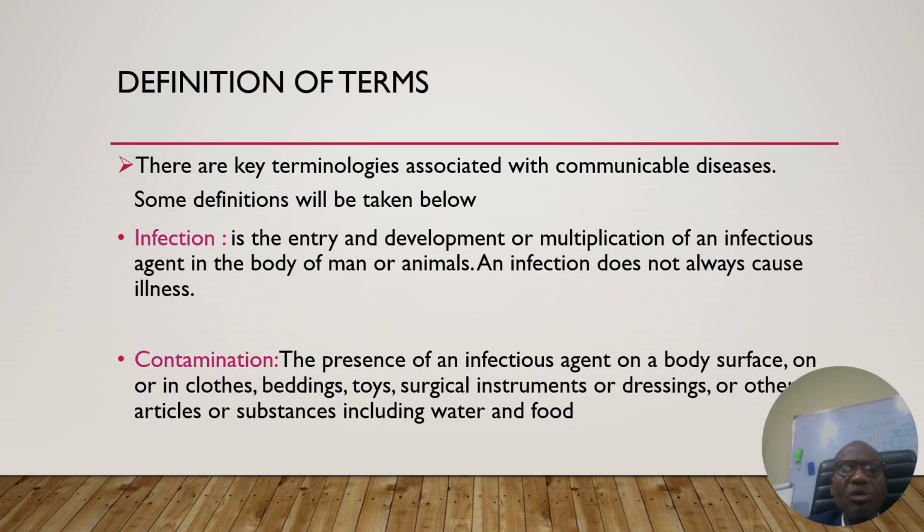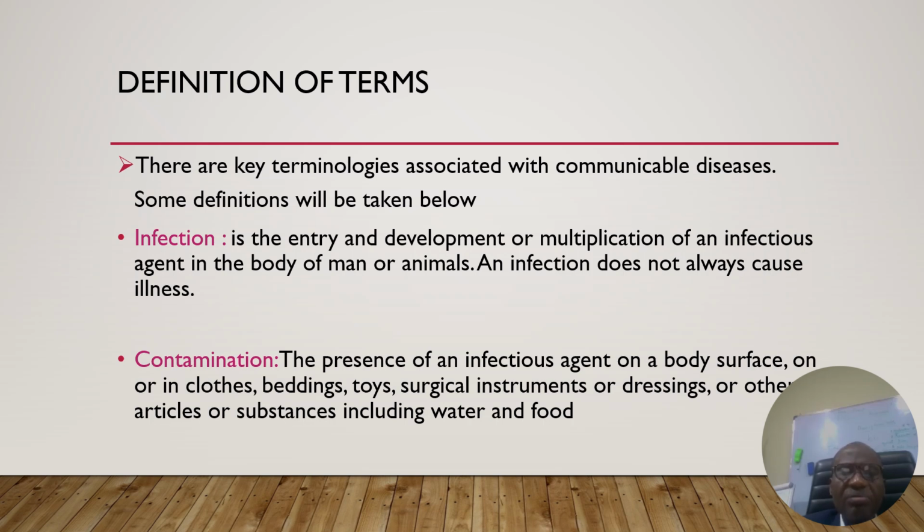Now we want to look at some key terms that are important when we discuss communicable diseases. Time will fail us to enumerate all of them, but some of them I will just quickly highlight. When we say infection, we are referring to the entering and development or multiplication of an infectious agent in the body of man or animals. An infection does not always cause illness.